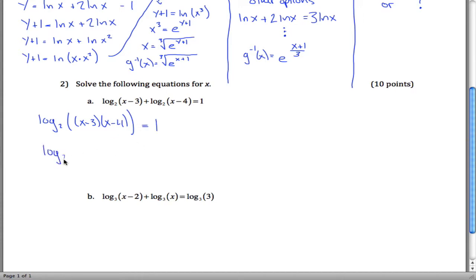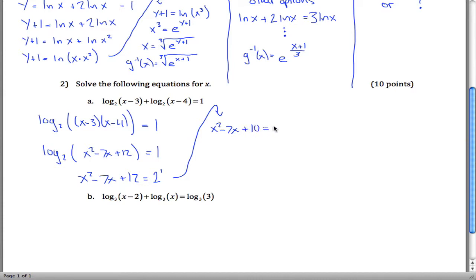So what we have here is log base 2 of, if you FOIL this mess out, you get x squared minus 7x plus 12 is equal to 1. Then if you do 2 to both sides of the equation, we'd get x squared minus 7x plus 12 is equal to 2 to the first power. So that tells us that x squared minus 7x plus 10 equals 0, which you can factor. We need 2 numbers that multiply to positive 10, add to negative 7, x minus 5 and x minus 2. So we get x is equal to 2 or x is equal to 5.